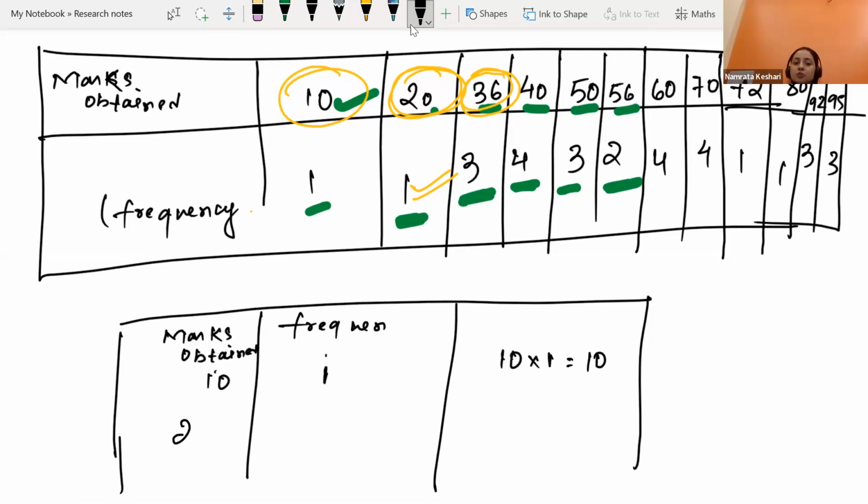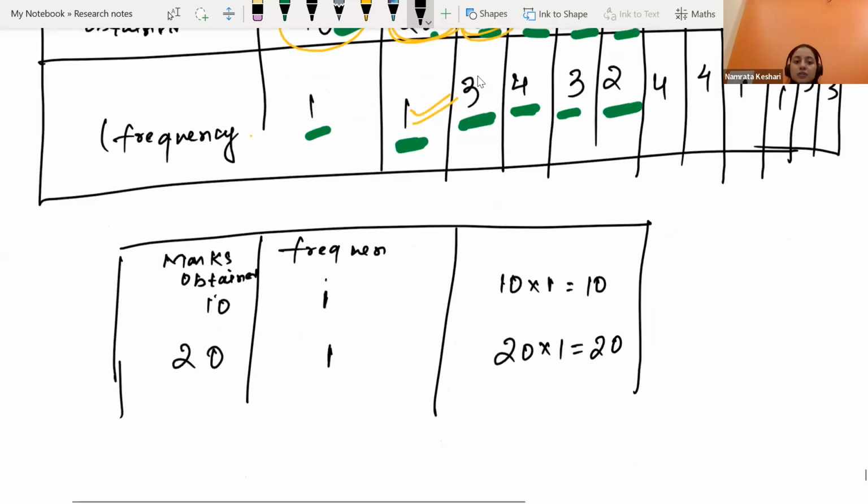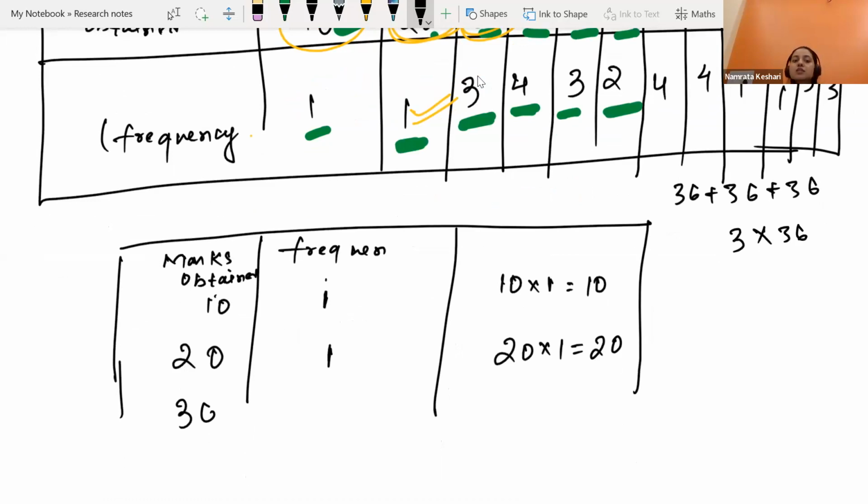20 we are having one time only, so 20 into 1, that is just 20. 36 we are having three times. So rather than adding 36 plus 36 plus 36, directly we can do the multiplication 3 into 36. That's why the frequency is given, to make our work easier. Rather than adding the same thing again and again, we can just do the multiplication.